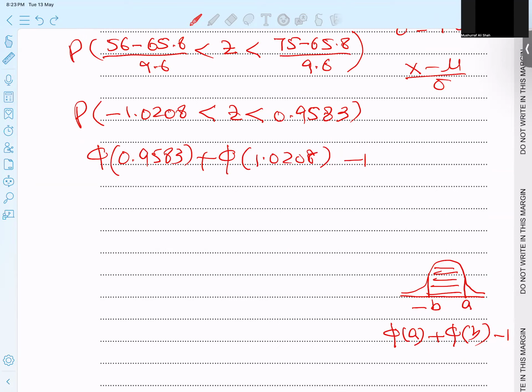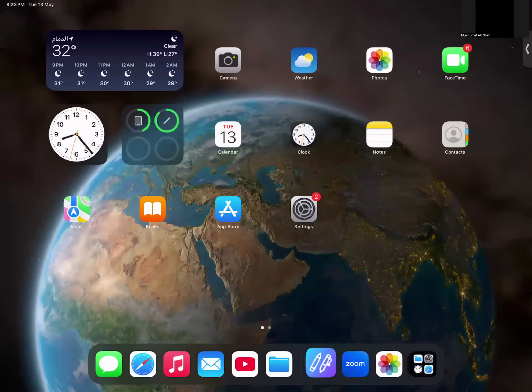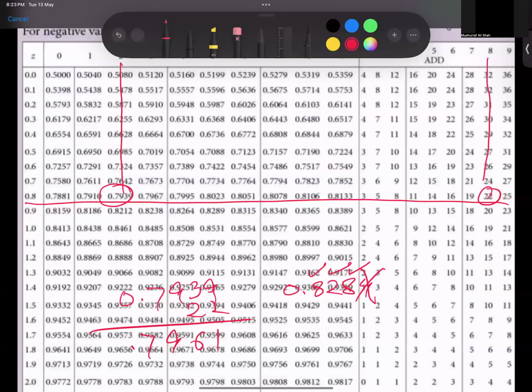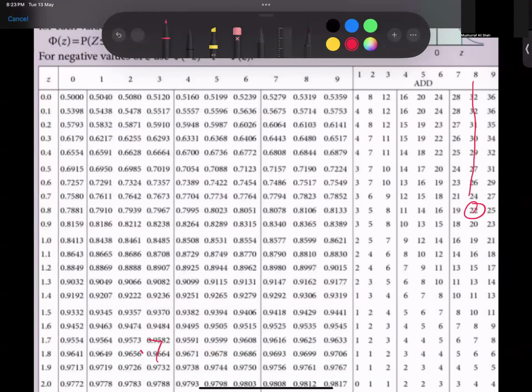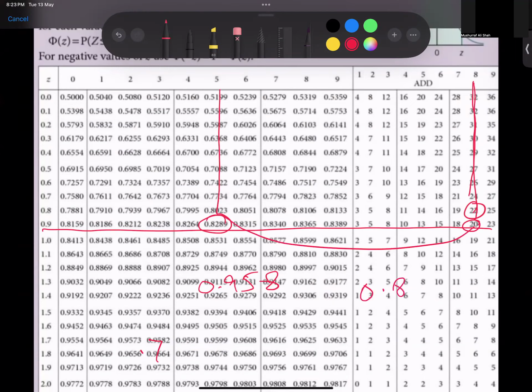And how to get these values? First of all, let's go from the table, and 0.9583 or 0.958 only is also okay. So let me work it out, 1 minute please. What I'm looking for is 0.958. The 0.9 line is this, and 5 is the first number, and 8 is coming in this. So if I add 20, 0.8289 and 20, I got 9, I got a 3. So I got 0.8309.